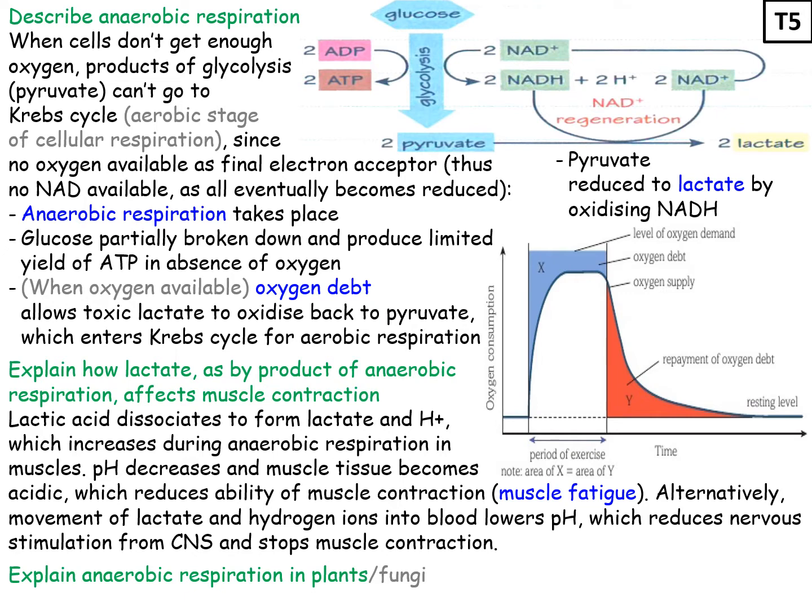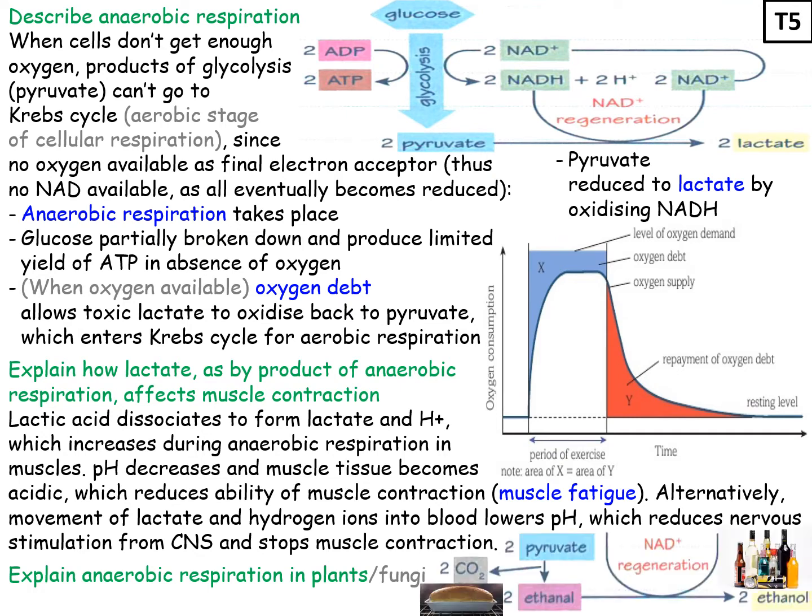Anaerobic respiration in plants and fungi is different to mammals, and here the glucose is partially broken down into ethanol and carbon dioxide with a limited amount of ATP being produced, just like anaerobic respiration in mammals.